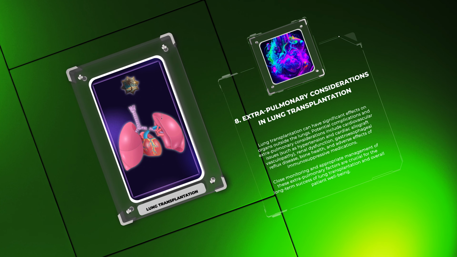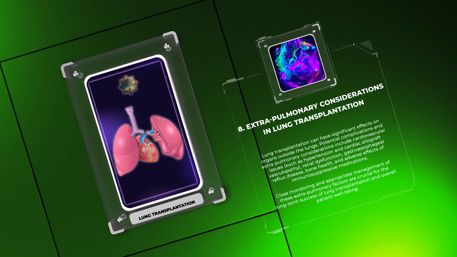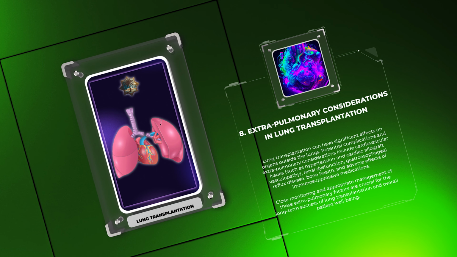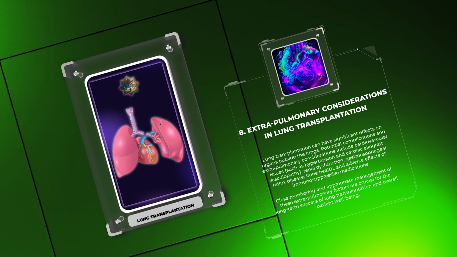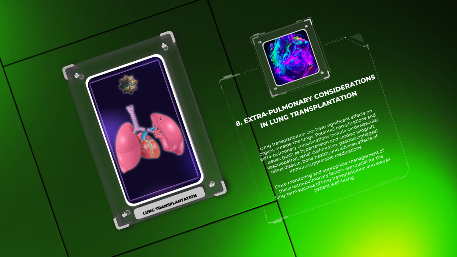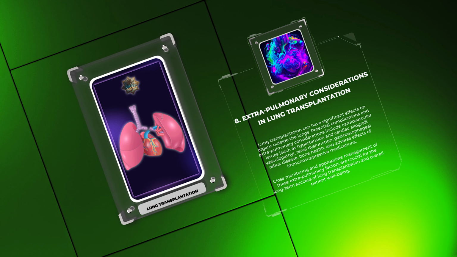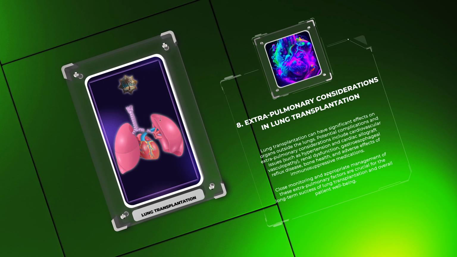Lung transplantation can have significant effects on organs outside the lungs. Potential complications and extrapulmonary considerations include cardiovascular issues, such as hypertension and cardiac allograft vasculopathy, renal dysfunction, gastroesophageal reflux disease, bone health, and adverse effects of immunosuppressive medications. Close monitoring and appropriate management of these extrapulmonary factors are crucial for the long-term success of lung transplantation and overall patient well-being.